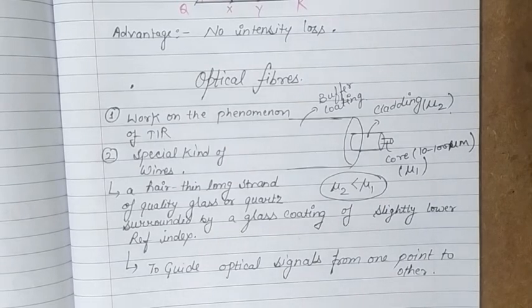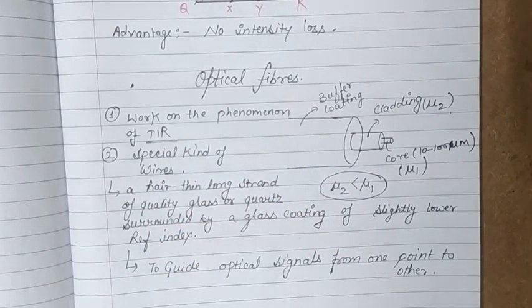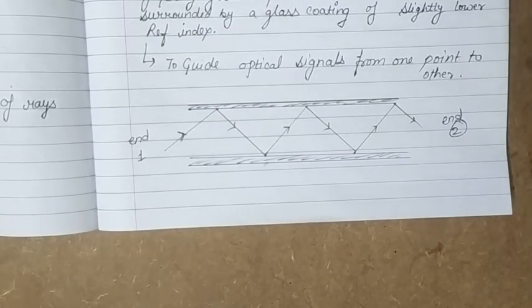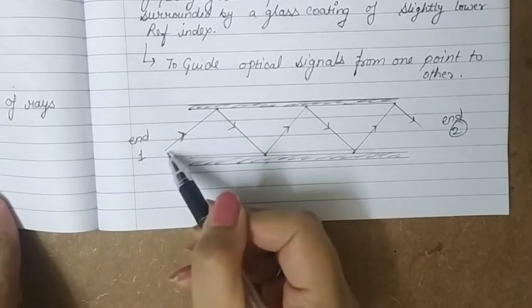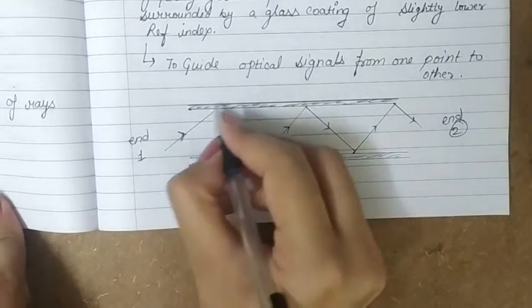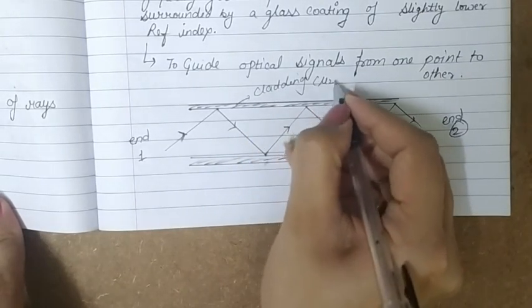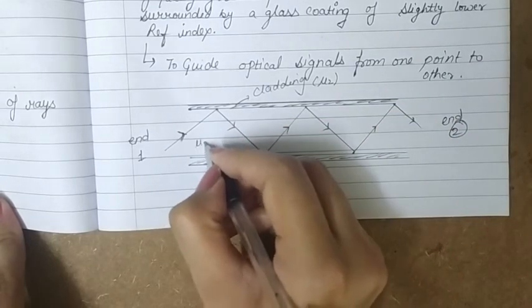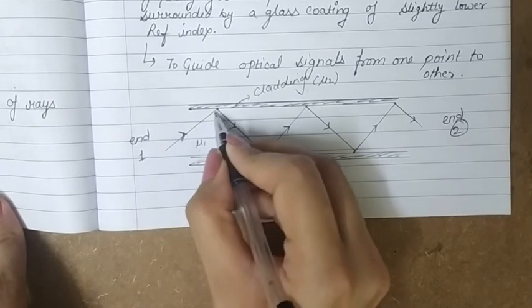Now their main motive is to propagate signals from one point to another, and they do this work by the phenomenon of total internal reflection. This we can show in a diagram. So if we want to propagate a signal from end 1 to end 2, we send it incident to one end of the fiber and it is incident on the surface. Now this is cladding. This is the cladding region with refractive index mu2, and this is core with refractive index mu1, and we know that mu2 is less than mu1. That means light is passing from denser to rarer medium.